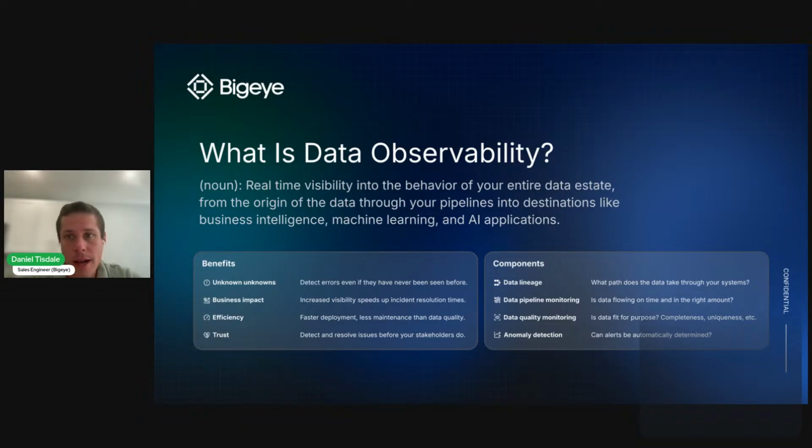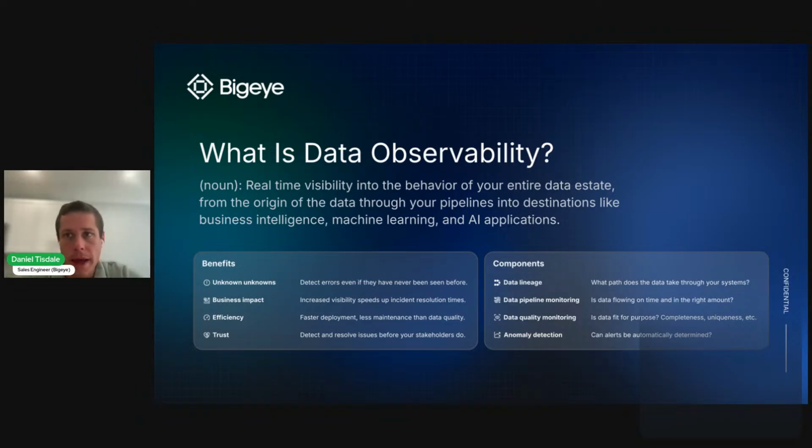Efficiency. So much faster deployment, less maintenance than traditional data quality solutions and offerings there. And then back to that word trust. So really helping to detect and resolve issues before any of the downstream business stakeholders notice anything that might be off on a dashboard, making it so that you're more proactive in understanding when there's issues in your pipelines.